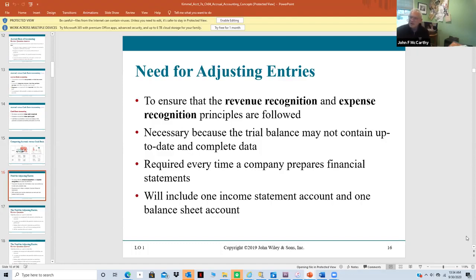We need that in case we had unearned service revenue and then we perform the service. Now what do we do? Well, you have to record the adjusting entry. We're going to show you how to do that. And they generally would include an income statement and a balance sheet account. Okay, and you'll see that.